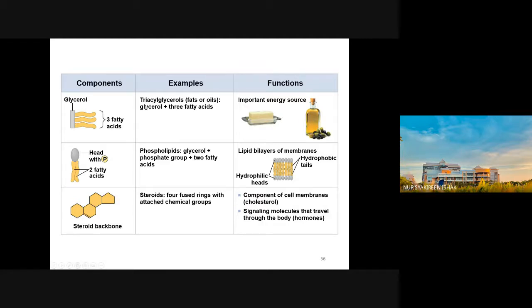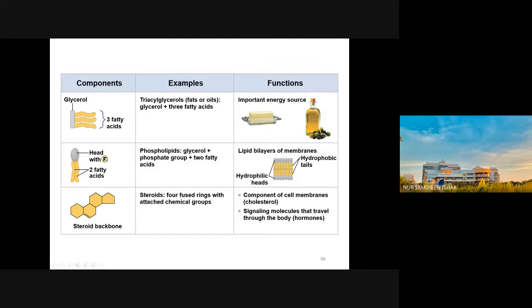So triglycerol, as you can see, consists of one glycerol molecule that is attached to three fatty acids. And the next one is phospholipids. So this is a phospholipid molecule. One phospholipid molecule consists of a hydrophilic head. Why do we refer to the head as hydrophilic? Because the head contains this P. What is P? P inside the head is the phosphate group.